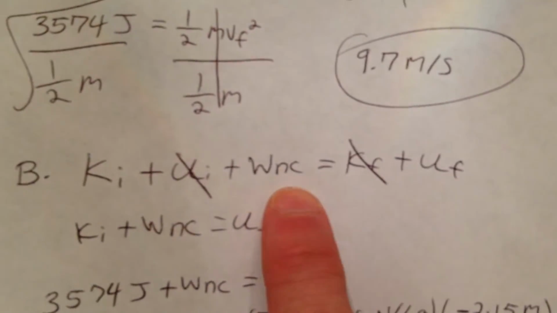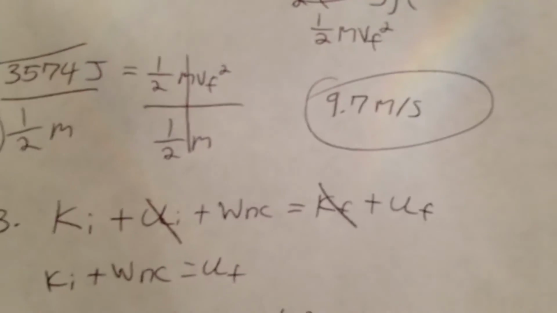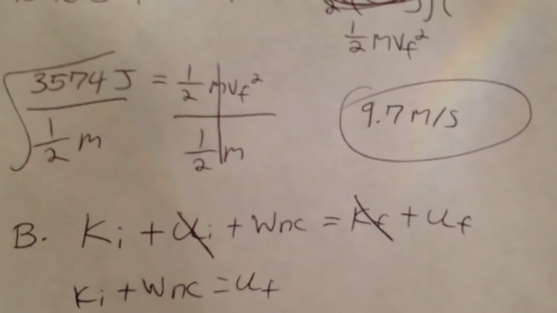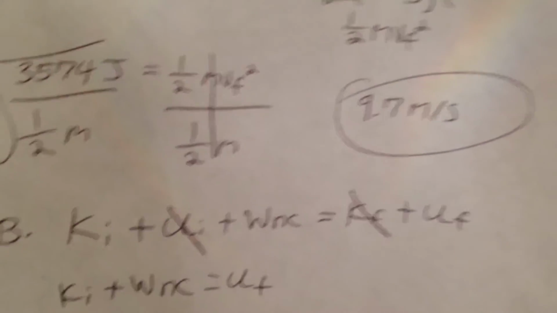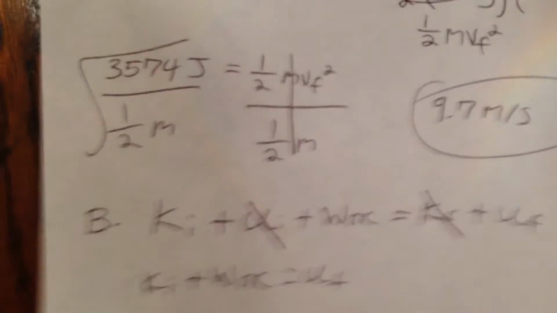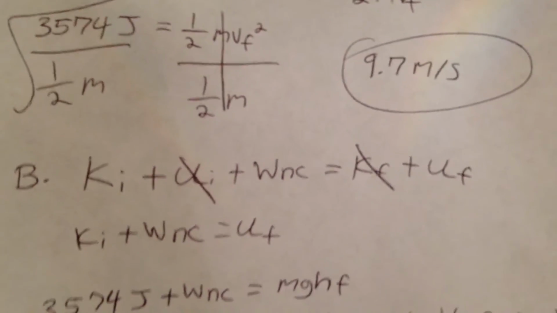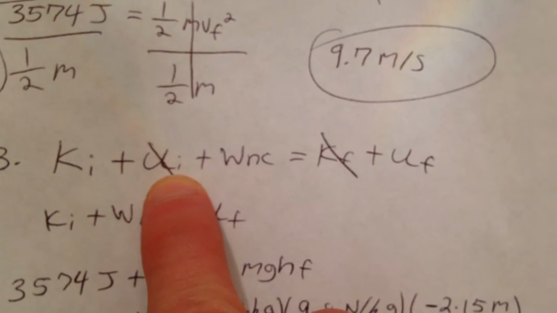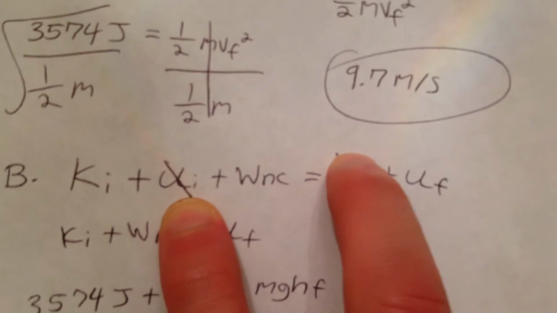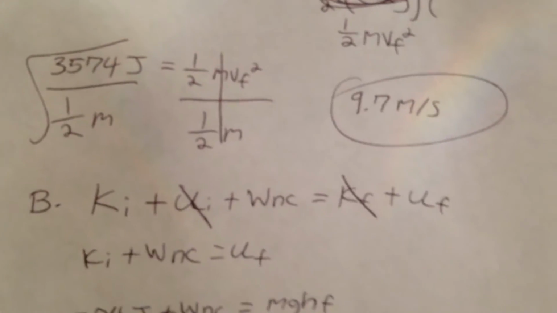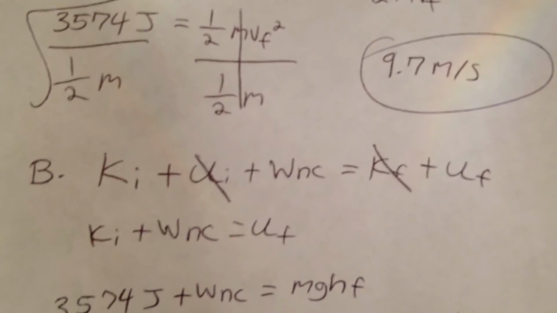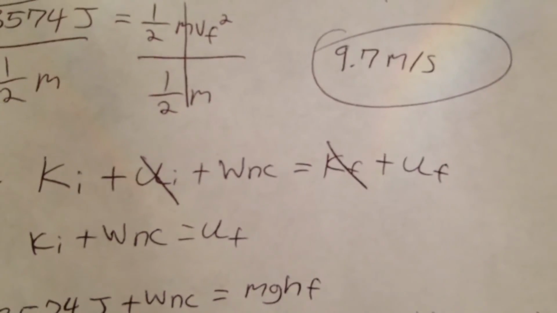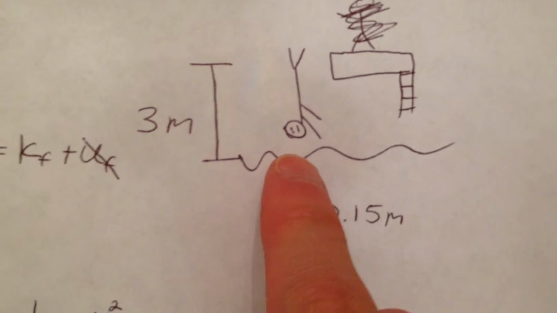Now in B, we want to know, below the surface of the water, what's the force with which it's pushing up against him. So there are going to be two terms canceled out, and we can cancel out the initial potential energy because he's on the surface.